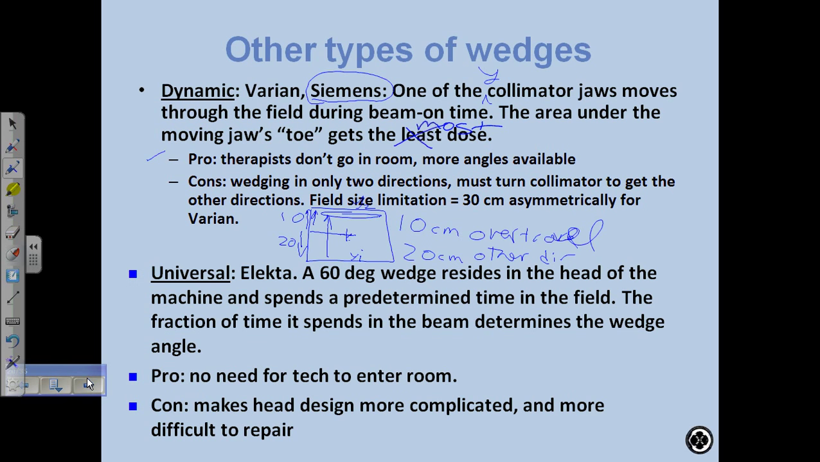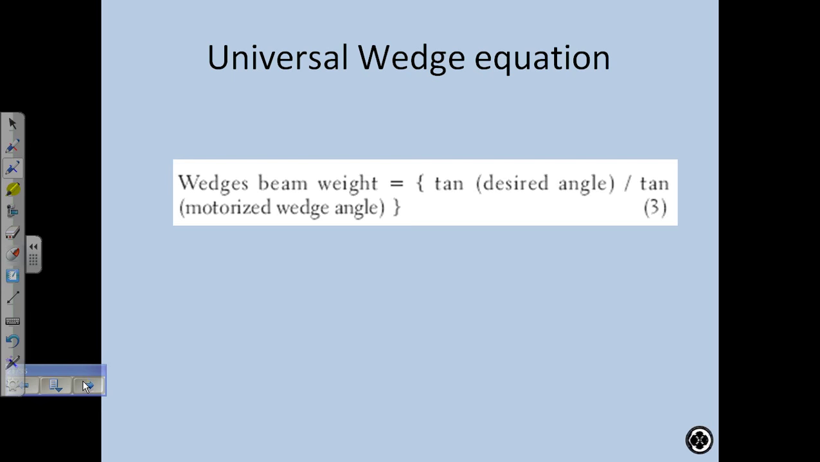Okay. The advantage, again, the therapist doesn't have to enter the room, can be programmed remotely. The disadvantage, it makes the head design a little more complicated because they have to make room for this wedge up there. Okay, and it's difficult to repair that wedge. Okay, and then here's the wedge equation. So this is how wedge beams work.